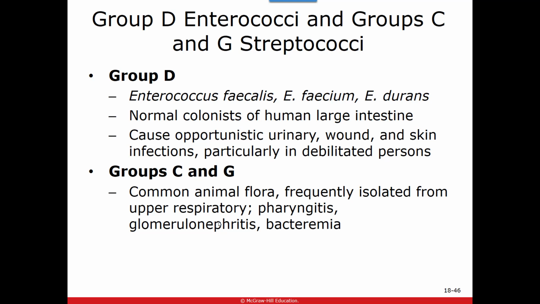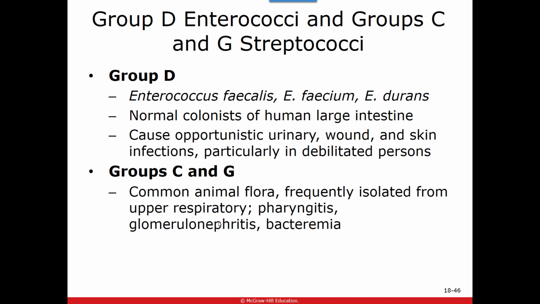They all have group D antigens on them. They're normal flora of the large intestine, but if they get somewhere where they're not supposed to be, they can cause issues. If they get into the urinary tract, which is not very far from the digestive tract, they can cause UTIs. If they get into open wounds, they can cause wound infections, skin infections, and if they get into the bloodstream, they can cause heart infections or endocarditis. And the problem with a lot of Enterococcus bacteria is they are becoming resistant to a lot of our antibiotics. So they are getting harder to treat.